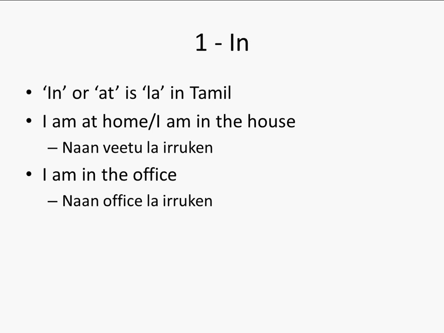If you wanted to say, let's look at the second example, which is if you wanted to say I am in the office, you would say நான் office la இருக்கேன். Again, நான் is I, office is well office, la is in, and இருக்கேன் is am. Speaking slightly fast as a coherent sentence, you would say நான் ஆஃபீஸில் இருக்கேன். நான் வீட்டில் இருக்கேன். That's our first example of preposition, which is in or at.